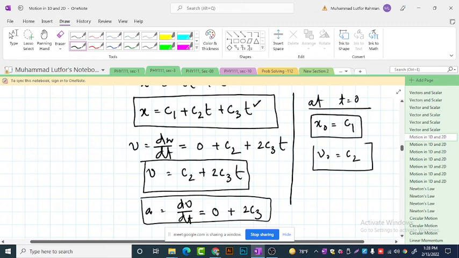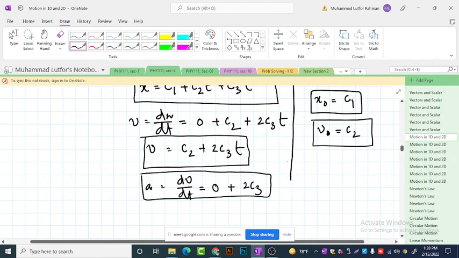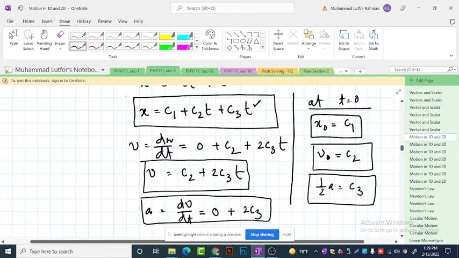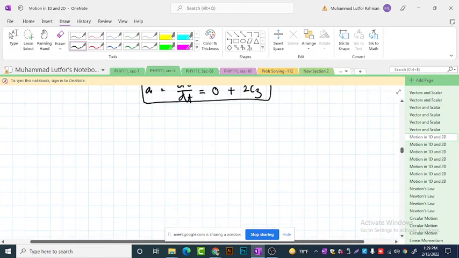I can write v naught, that initial velocity, as c2, and c3 is independent of time. I can find that it would be half of a equal to c3, because c3 doesn't depend on time, so it is constant over here. I found the values of the constants. If I plug c1, c2 and c3 into that equation, then the displacement would be x naught plus v naught t plus half of a into t square, right?